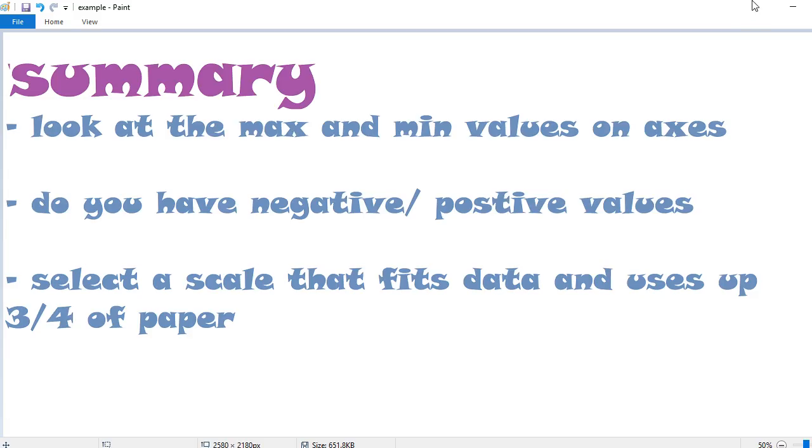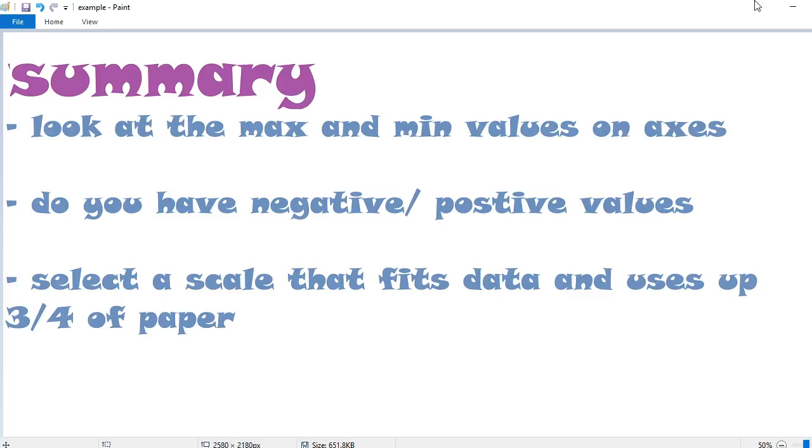Okay, so in summary, there are a couple of things that you want to do when you're selecting your scale in order to plot your graph. One of them is looking at your points. Look at your maximum and your minimum values on both axes, so you know how much space you need, and it helps you in orienting your graph on the paper. The next thing is, do you have negative or positive values? Your negative or positive values will determine whether you're going to give more space to the negative side, meaning the left side of your paper, or the bottom of your paper, or whether it's going to be all positive. It's all based on the values that you have presented to you.